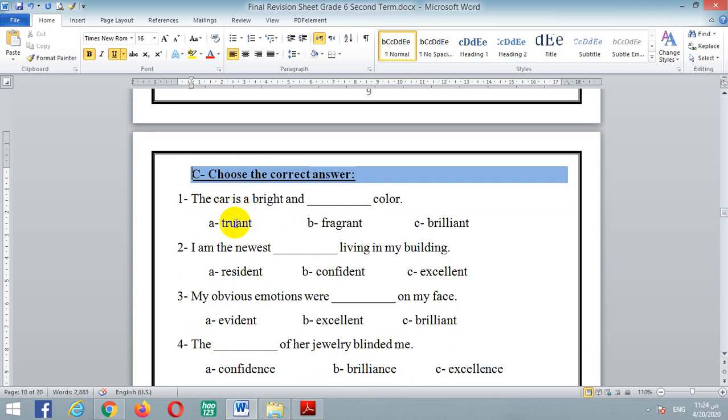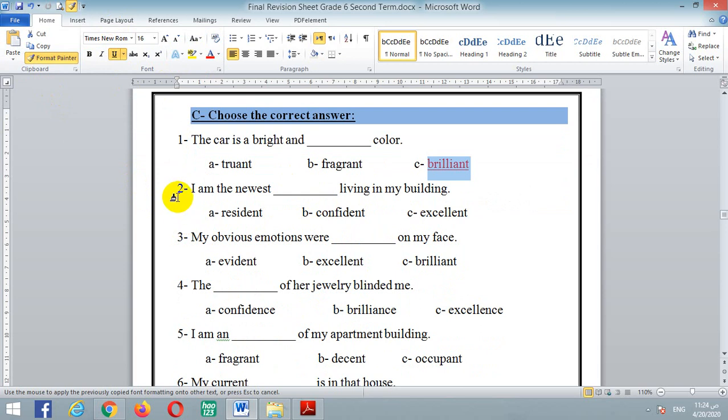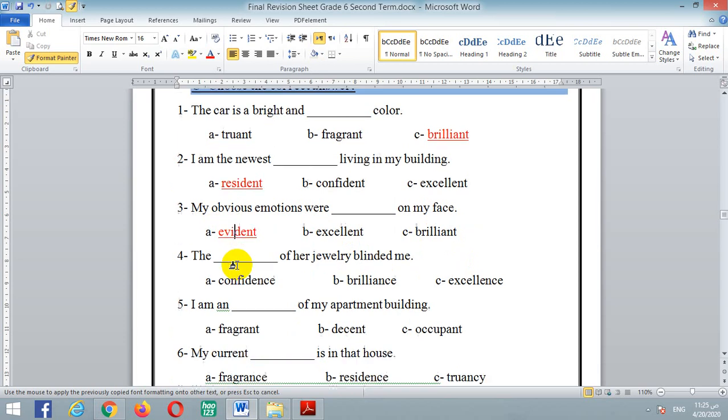Number one, the car is a bright and brilliant color. Bright color, so yes, brilliant. Number two, I am the newest resident living in my building. Living in my building, so resident. Yes, resident. Number three, my obvious emotions were evident, which means clear, on my face.